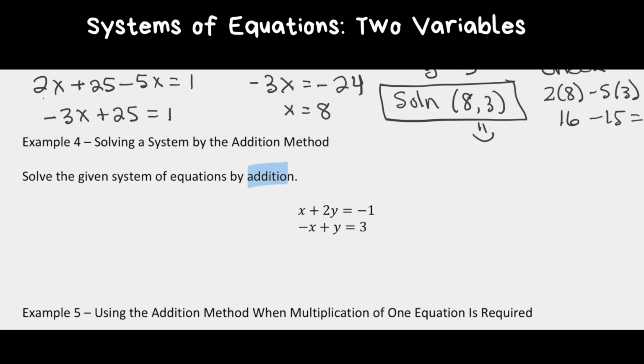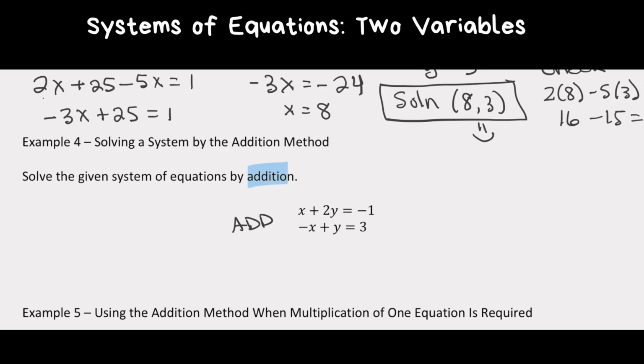Elimination method. Okay, so elimination and addition are the same thing. So here's what we're going to do. This equation is set up very nicely. I got x's over x's, y's over y's, equal signs over equal signs, and constants over constants. And I am going to simply add these together.